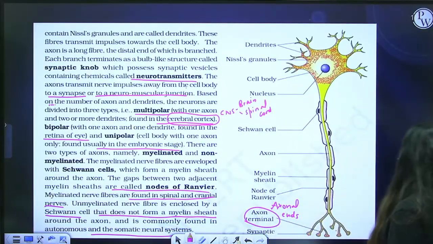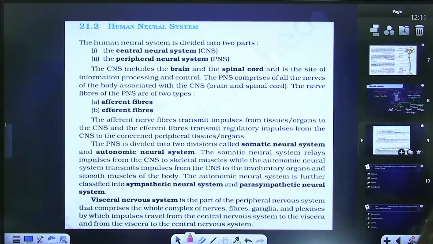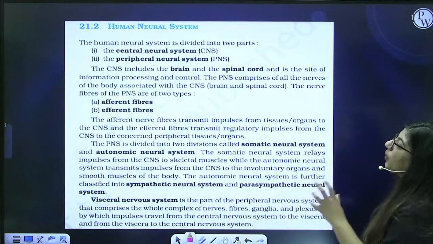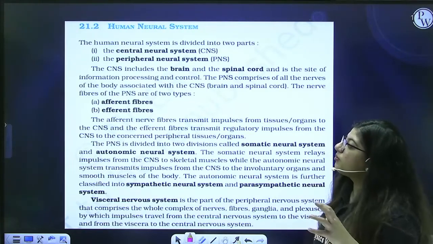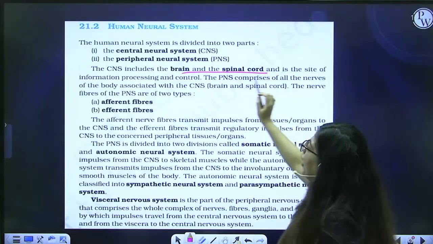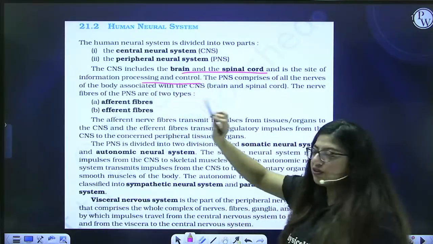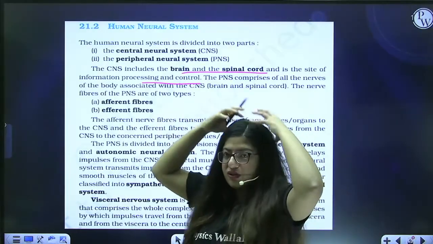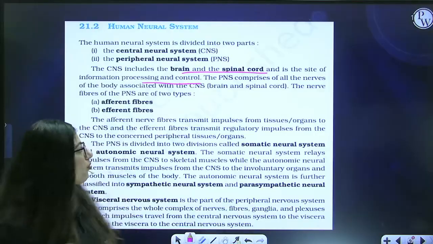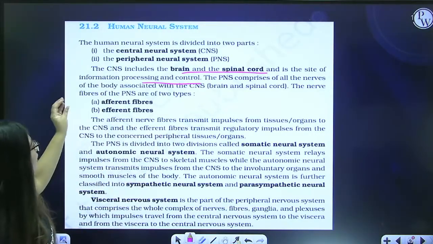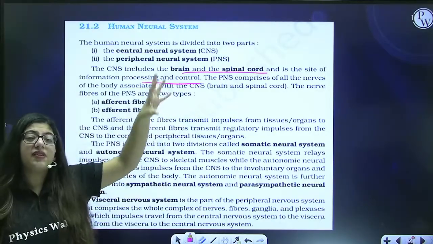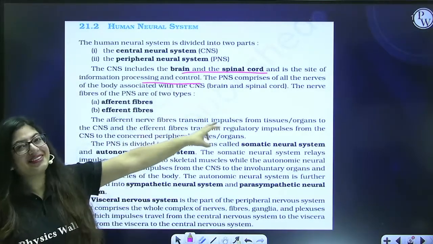Fine. Okay, let's read the NCERT of this also, and then we will solve the questions. The human neural system is divided into two parts: the central neural system and the peripheral one. The CNS includes the brain and spinal cord and is the site of information processing and control. As I've told you, who is controlling your body? The brain. So it's the site where everything is controlled. The PNS comprises all the nerves of the body associated with the CNS. So all the nerves that emerge out from the CNS form the PNS.